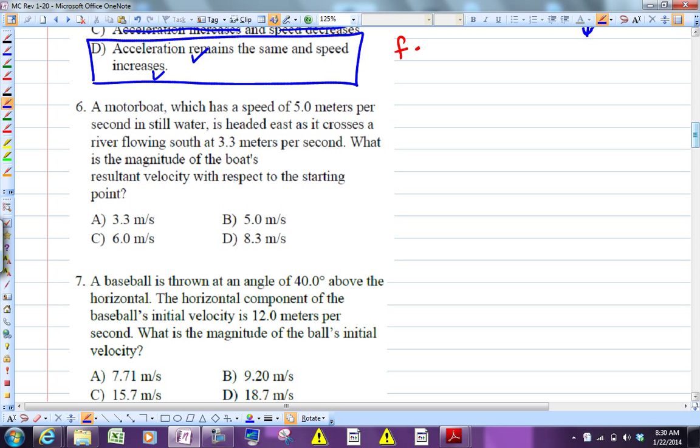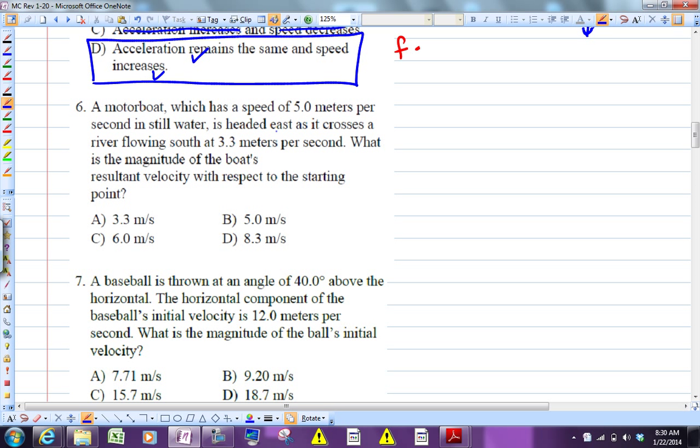Question number 6 is essentially a vector question. Vectors are quantities that have both a magnitude and direction. And when we add them, we can't simply just add numbers like we're used to doing. You need to draw arrows. Now, in this case, you don't have to draw it to scale, but let's draw it anyway.